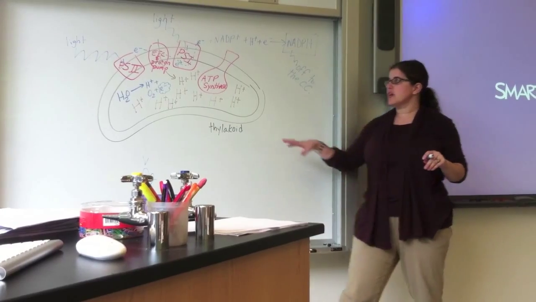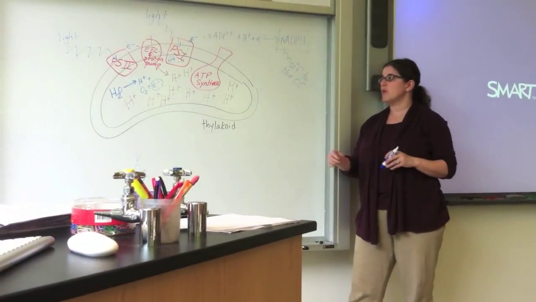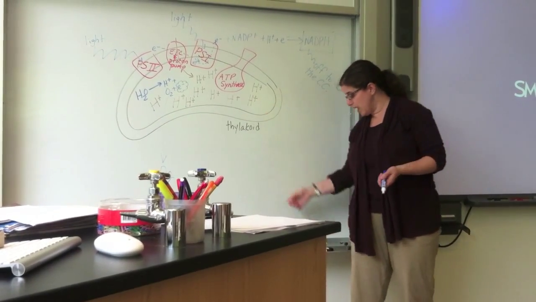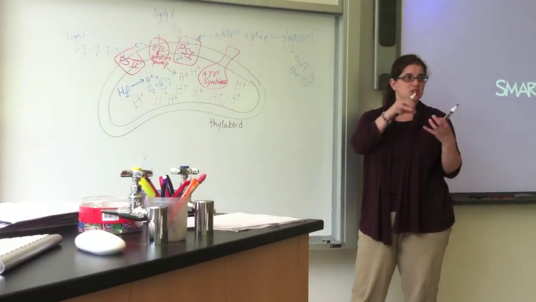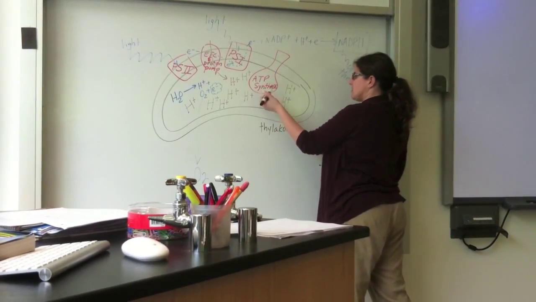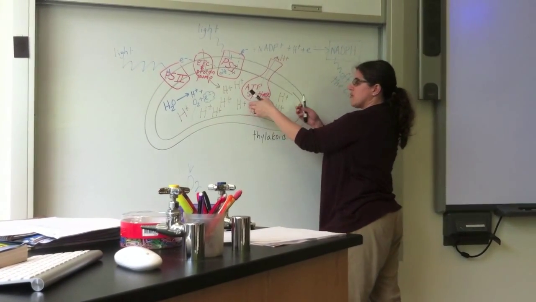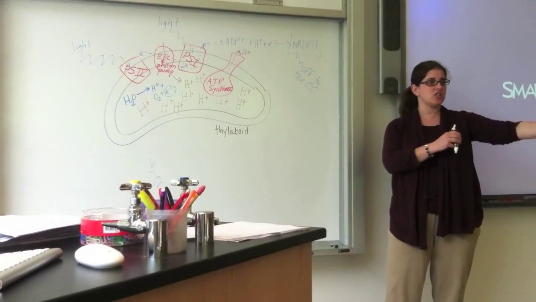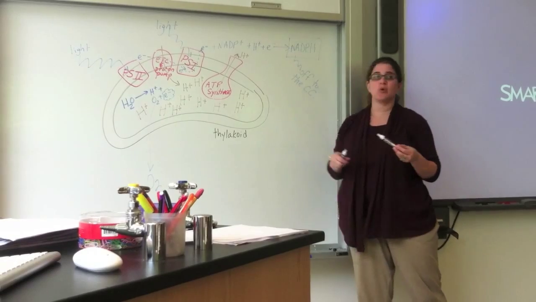Now to finish the story, we need to say, why did we have to pump all these protons into the thylakoid space? Well, we pumped all the protons into the thylakoid space so that we could make ATP. And the way we make ATP is by using this enzyme, ATP synthase, which is embedded in the thylakoid membrane. It does facilitated diffusion, which means it allows the hydrogen ions to go from where they're highly concentrated to where there's a low concentration. So that's going down a concentration gradient from high to low. It's a facilitated diffusion because it's going through a protein channel.